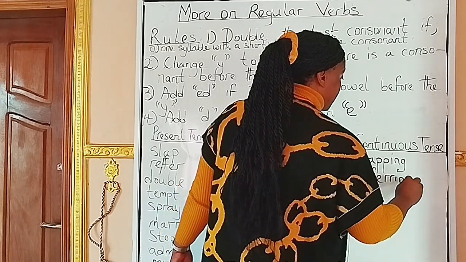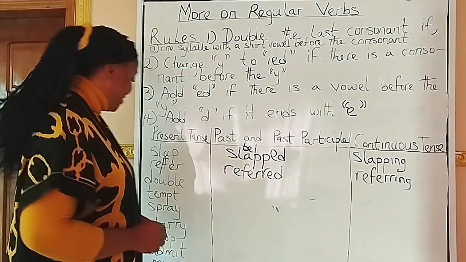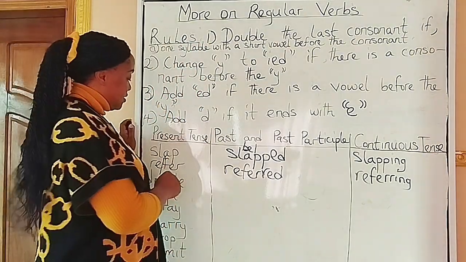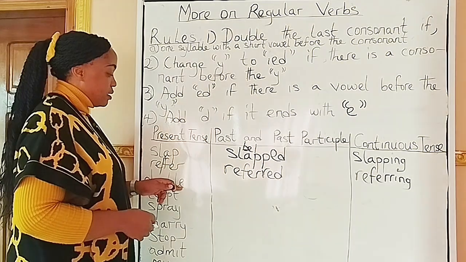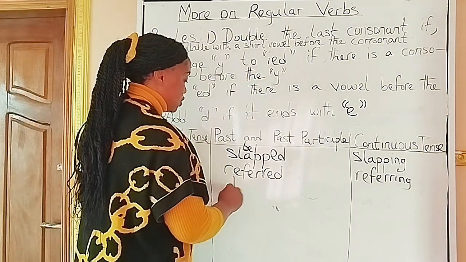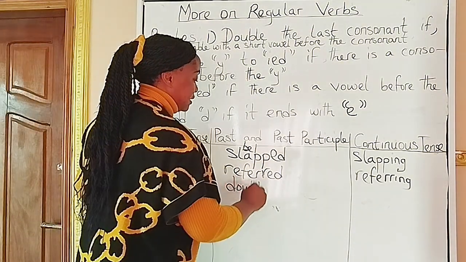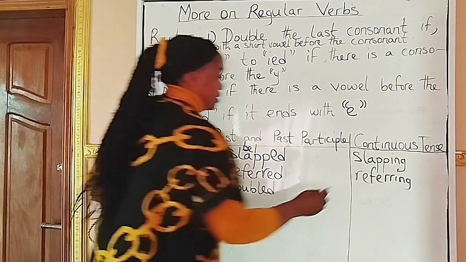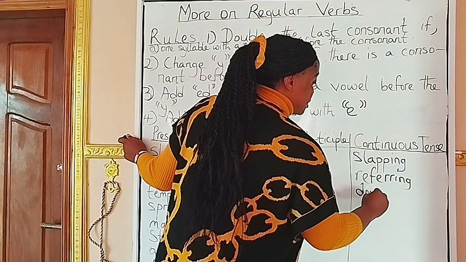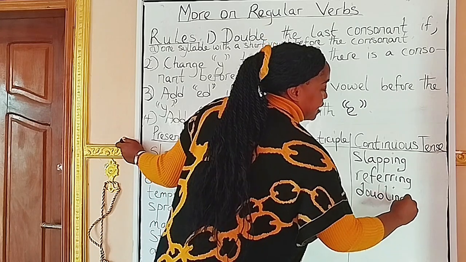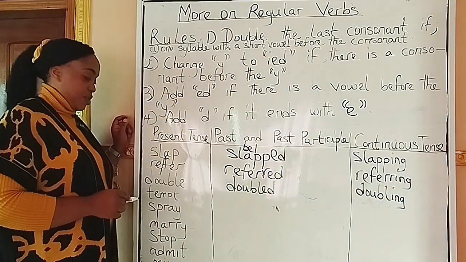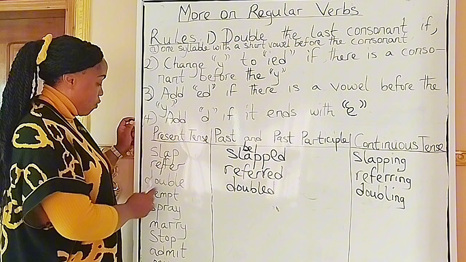Taken? Yeah. Okay, double. The rule here is rule number 4. When it ends with an E, you just add a D. No two ways about this one. And when forming the continuous tense, you remove the E and put ING. Okay, let's go to number 4.